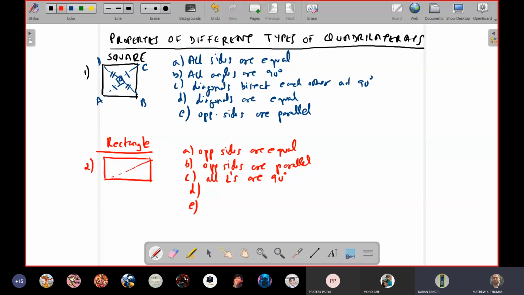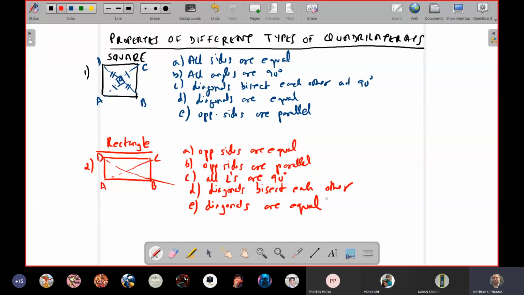What else? The diagonals bisect each other. Yes, diagonals are going to bisect each other, but not at 90 degrees, but they do bisect each other, right? And one more point. What will be the length of the diagonals? Are they equal or unequal? They are equal. So just like a square, the diagonals of a rectangle are also equal.